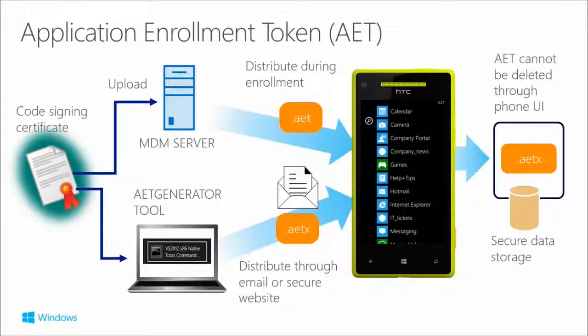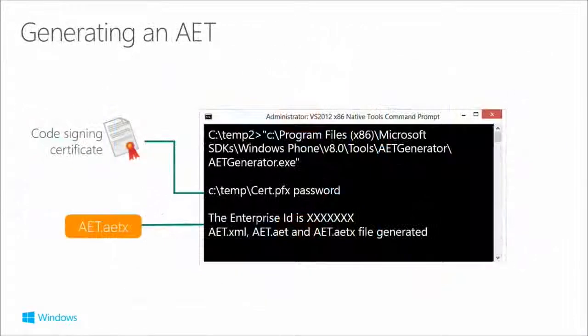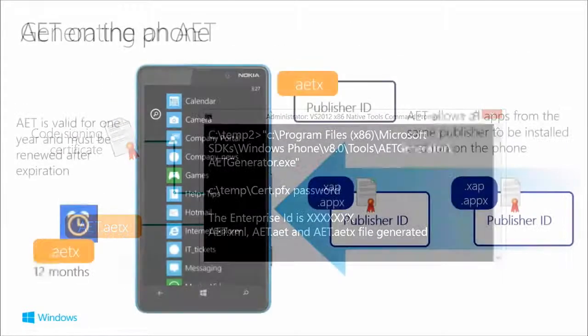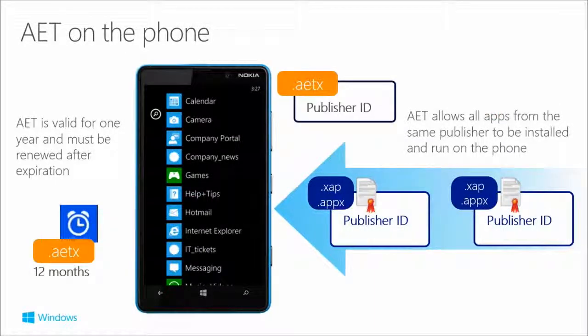What you need on the phone is an application enrollment token. It's this little XML file with a signed publisher ID, which we use to check if the application can be run. You can distribute it through an MDM, or you can generate your own by using a tool which is installed with the SDK. Every time you sideload an application, we check if this publisher ID is available on the phone. This token is valid for 12 months.